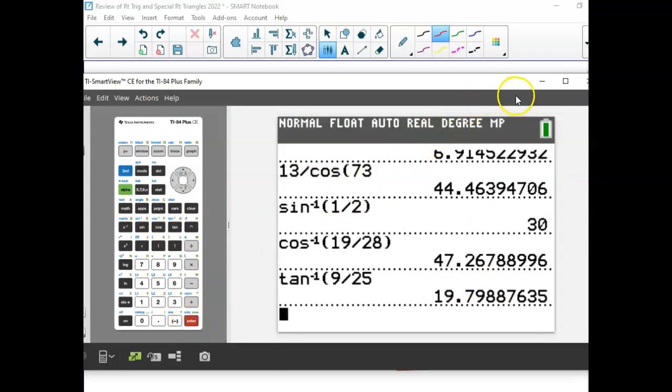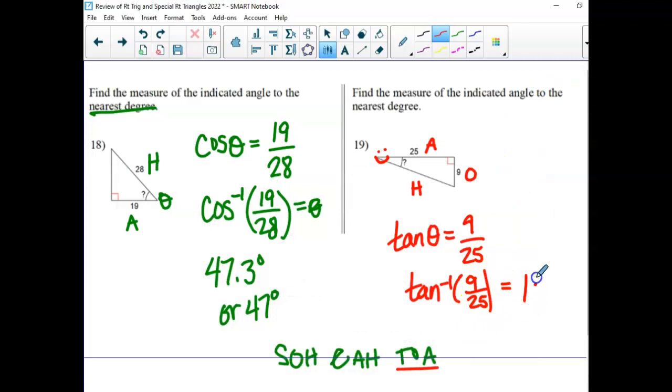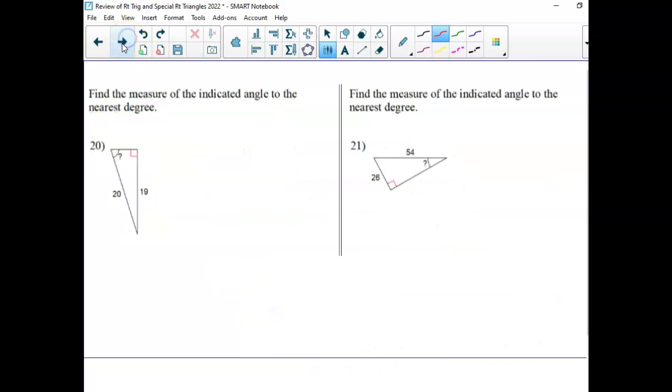I got 19.8 or 20 degrees. I just always feel like I don't like rounding to the whole degree, but it's okay. All right, I don't know what it asks in Delta Math, like I said.